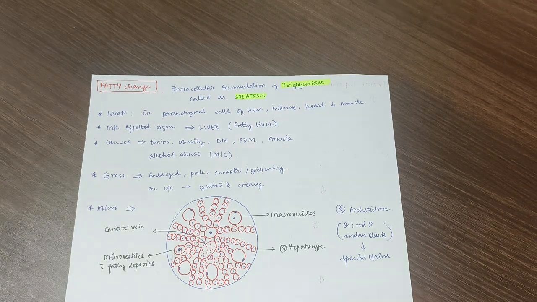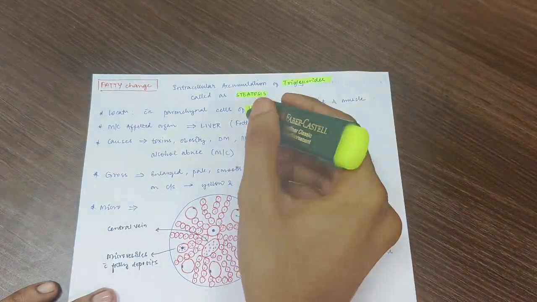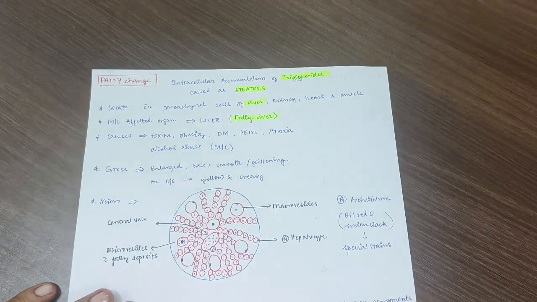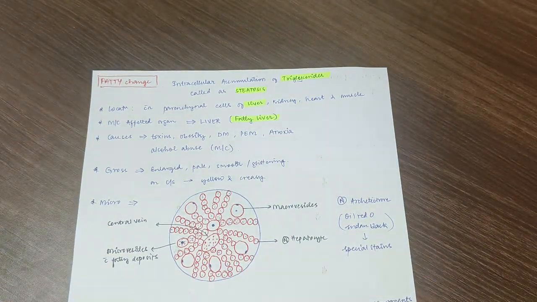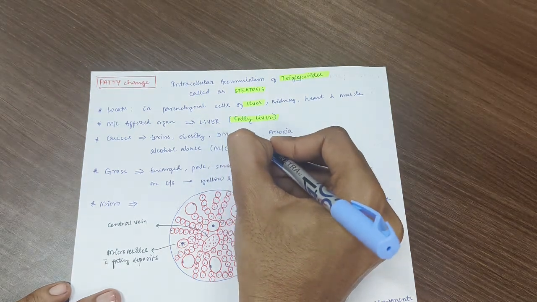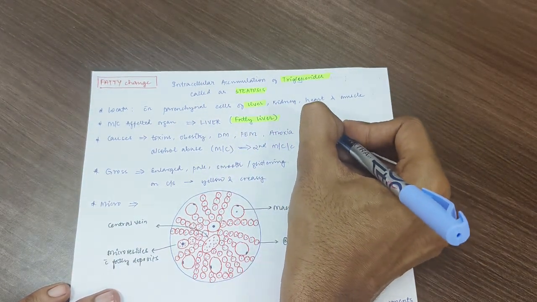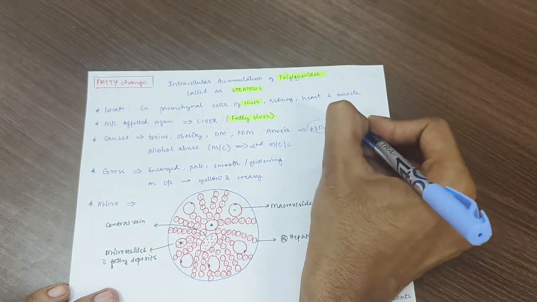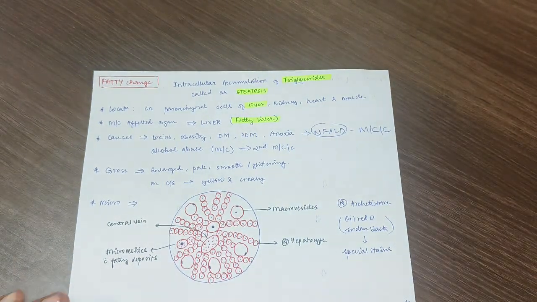What is the most common location here? It is the liver. The condition is called fatty liver. So what are the causes? Causes are non-alcoholic causes and alcoholic causes. Alcohol is the second most common cause, whereas non-alcoholic fatty liver, that is called NAFLD, is presently the most common cause.